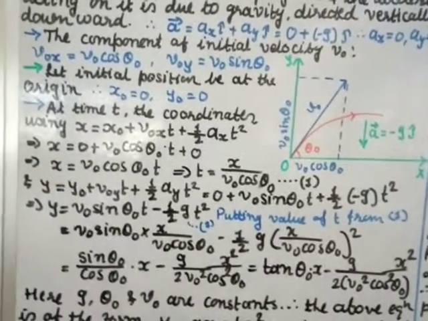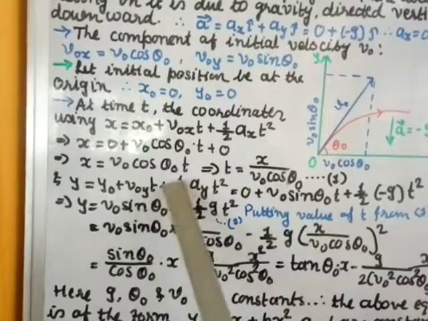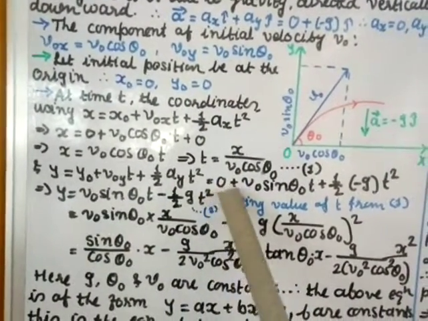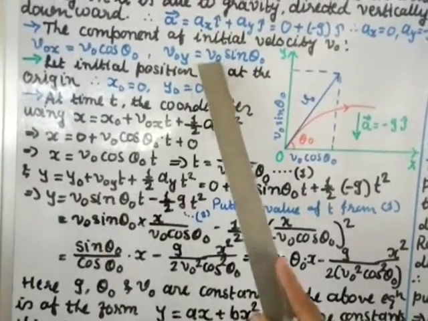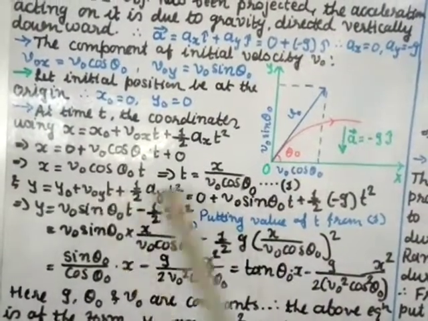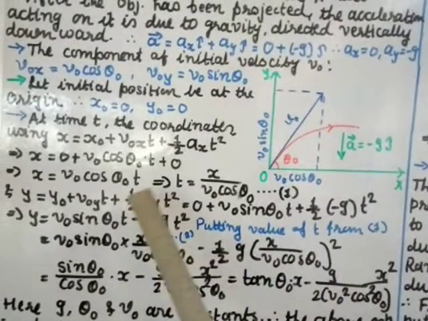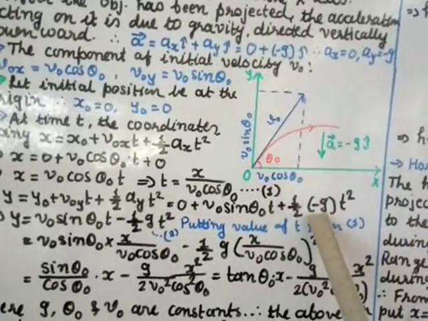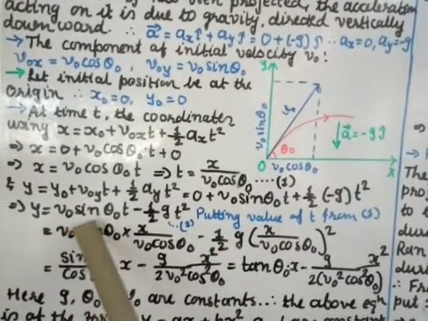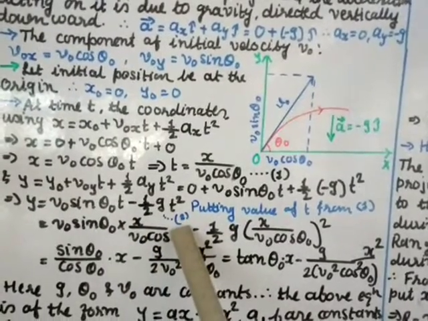Similarly we get the y component, y is equal to y naught plus v0y t plus 1 by 2 ay t square. y naught is 0, so put 0 plus v naught y value from here, v naught sin theta naught, v naught sin theta naught t as it is, plus 1 by 2 ay as it is. The acceleration due to gravity is minus g, so that is minus g t square as it is. So what you get is y is equal to v naught sin theta naught t minus 1 by 2 g t square, call it equation 2.